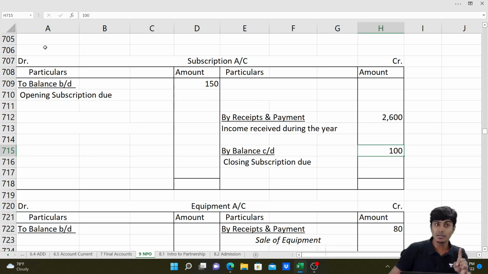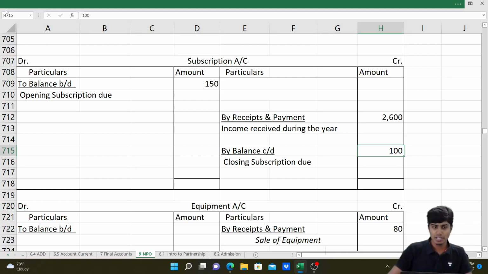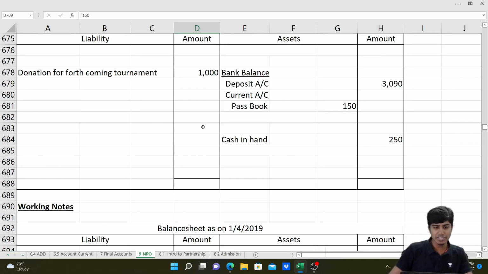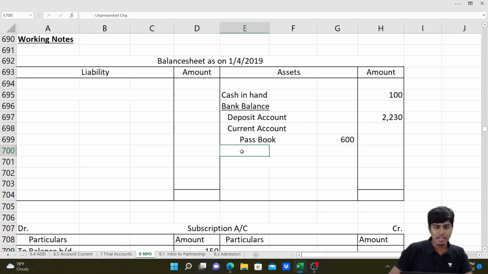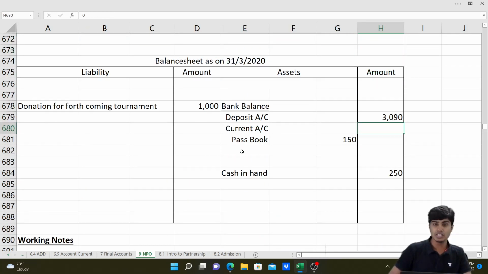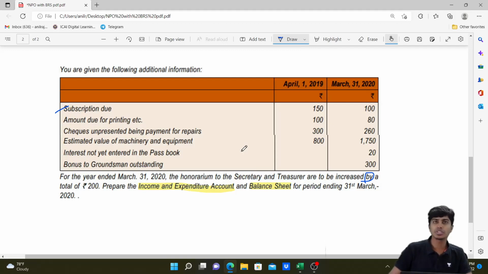Without forgetting and before going to the next adjustment, post these items to the balance sheet first. So I'll write this 150 in the balance sheet. In the opening balance sheet, I will write subscription due 150, and in my closing balance sheet, that is on 31st of March 2020, I'll write subscription due 100. That is what is given in the question. So now let's go to the next item.